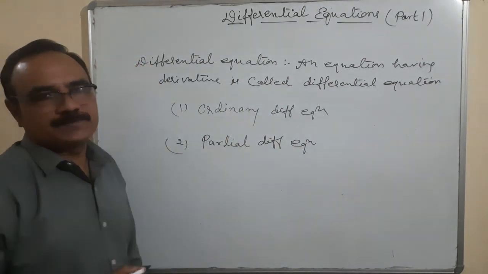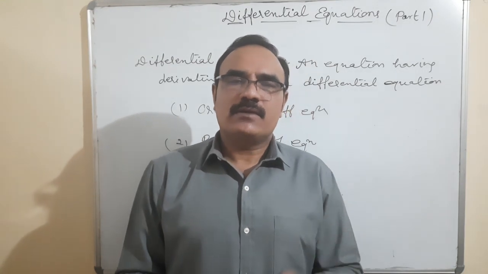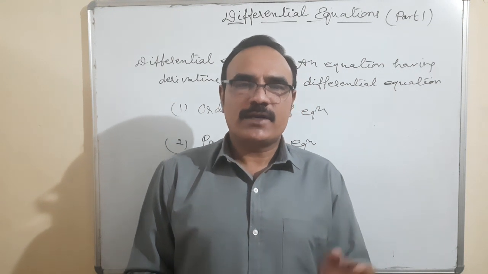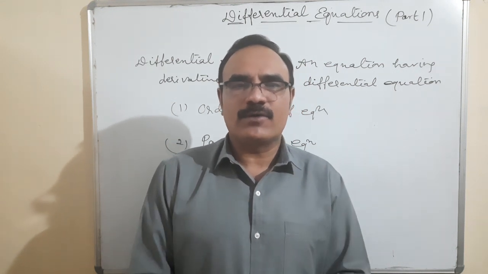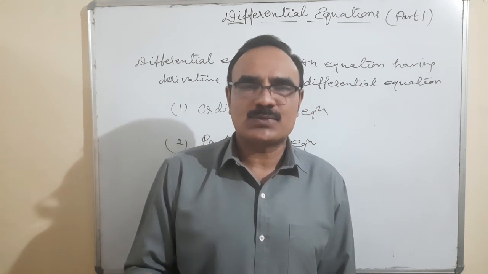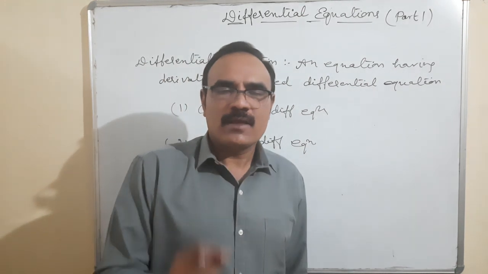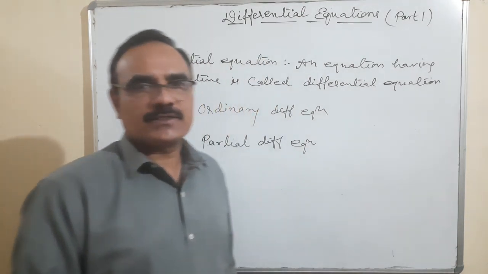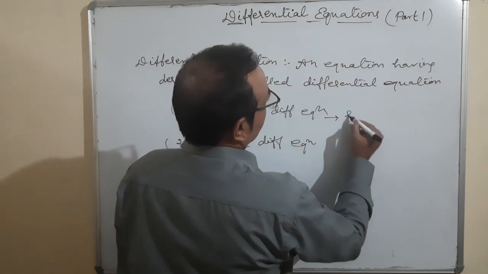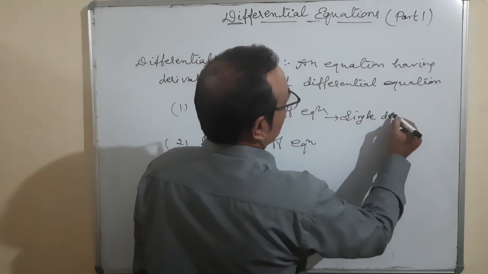Ordinary differential equation, what is the meaning of it? In an ordinary differential equation, we have a single variable. That means when we differentiate the term, we differentiate with respect to one variable only, like dy by dx, d2y by dx square, or dy by dt, d2y by dt square. So there is a single variable involved in it, single derivative involved, right?